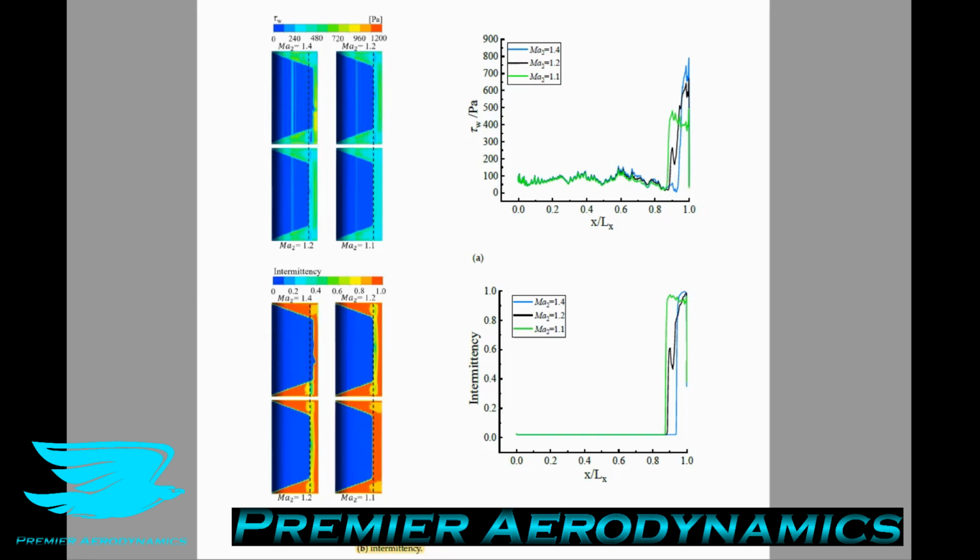So in other words, it doesn't matter what the Mach number is in the laminar part, the wall shear stress is about the same. But as we go to the turbulent part, the wall shear stress is affected by the Mach number and it increases with increasing Mach number.